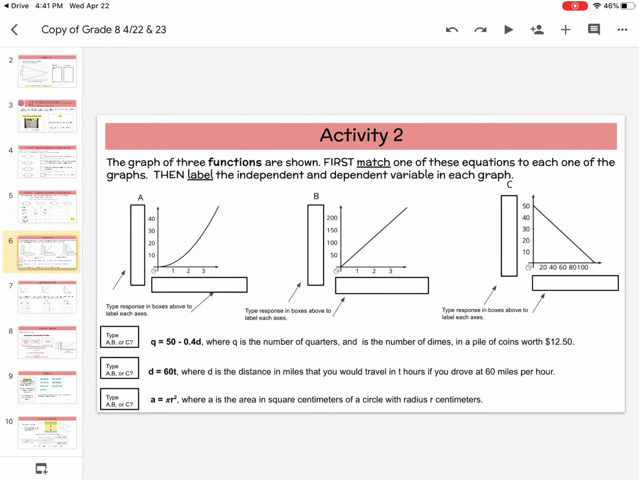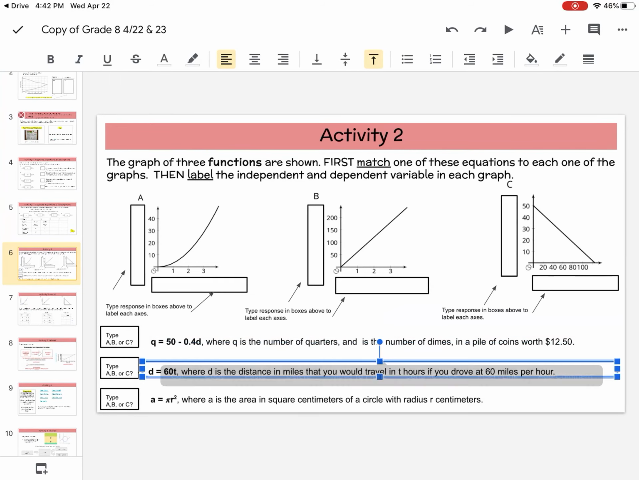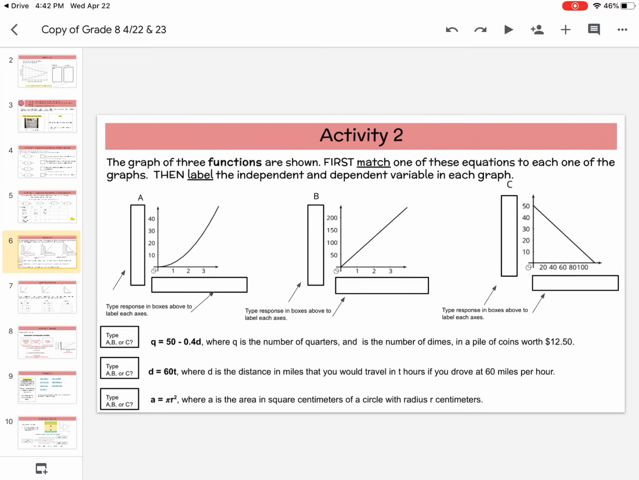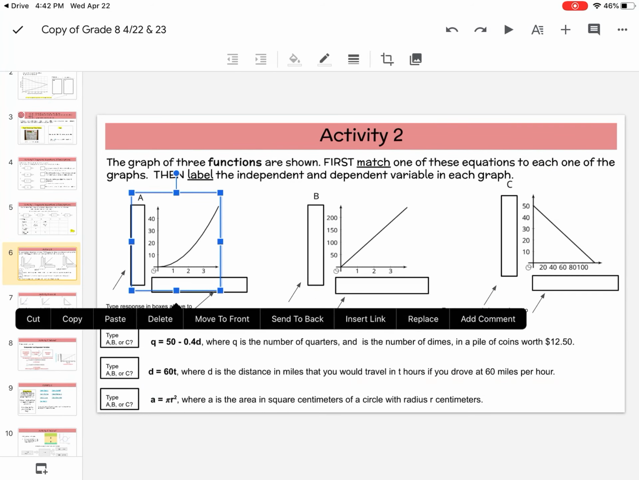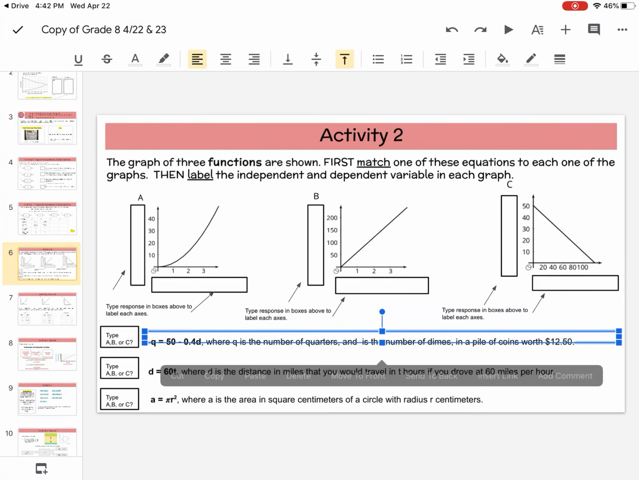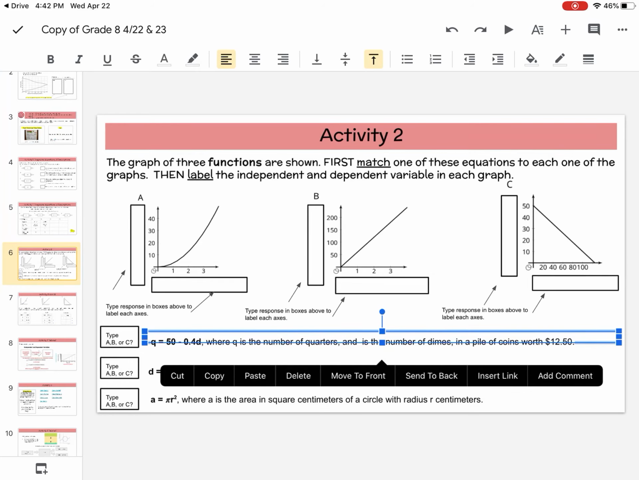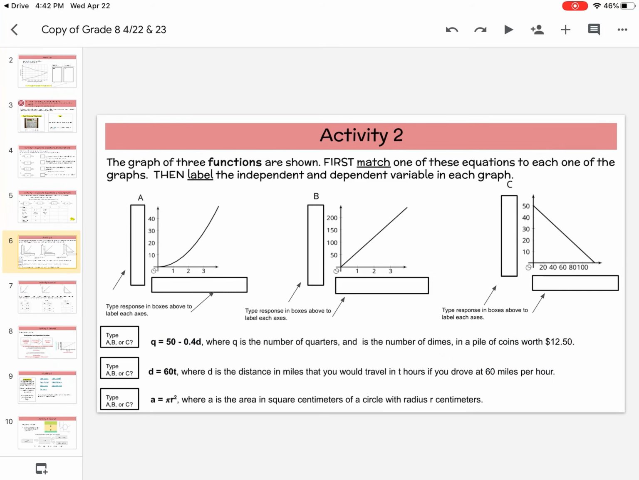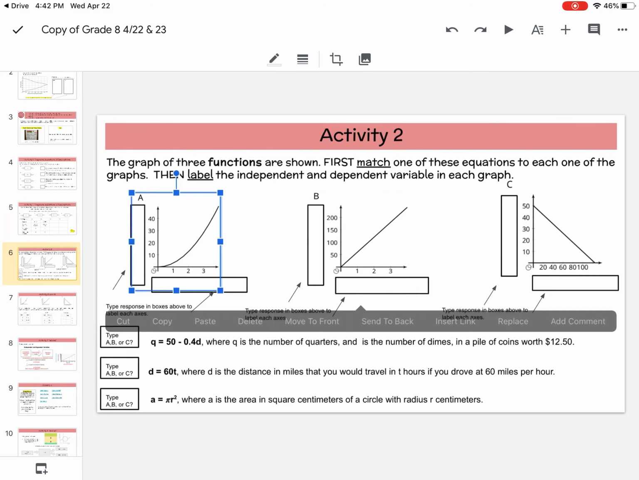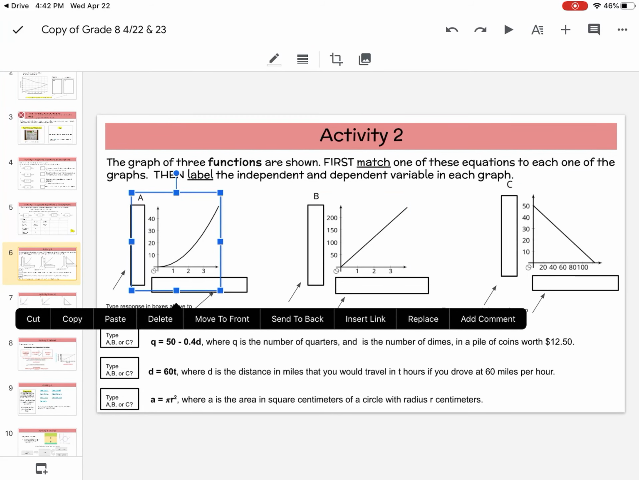Let's take a look at slide 6. The first thing you need to do is take these three stories and equations down at the bottom and match them to one of these graphs up here. If I look at this first one, it's Q is equal to 50 minus 0.4D. If I have a minus 0.4D, that means I have a negative slope. So which one of these three graphs has a negative slope? A negative slope means it's going in a downward direction.